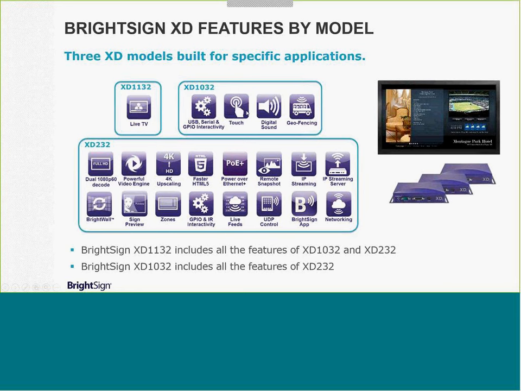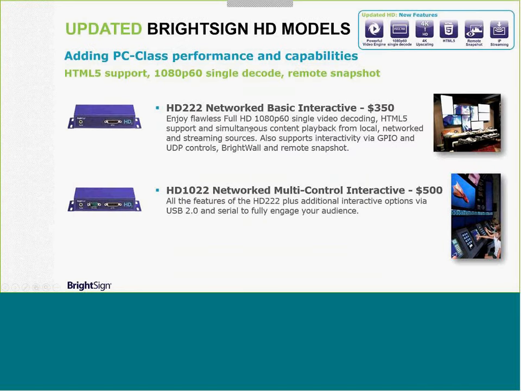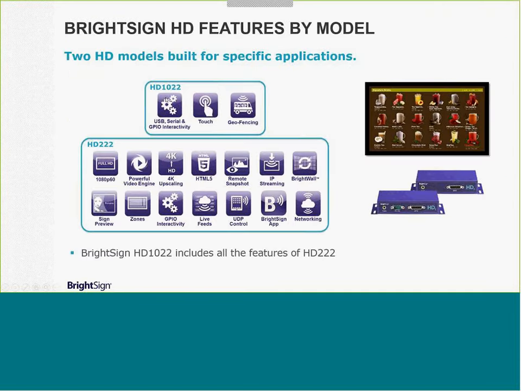You just move up because of the inputs or outputs. C models, we only have 2 models in the HD capability, the 350 and 500. There's no live TV capabilities for the HD models. You're specifically going to move up if you need, say, serial or USB or that type of connection. But again, the HD models have the capability of doing HTML and a single 1080p video decoding. And a step-up slide as well.